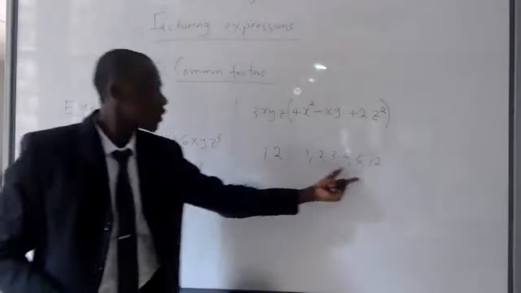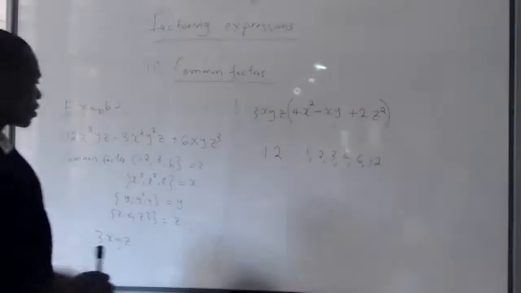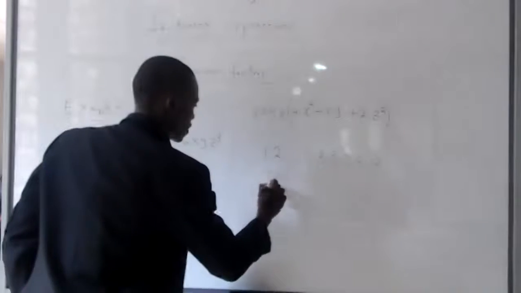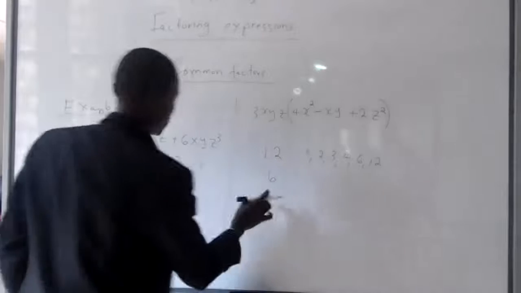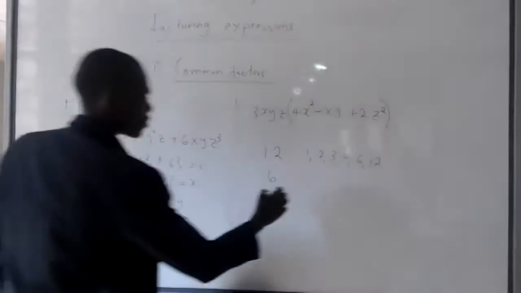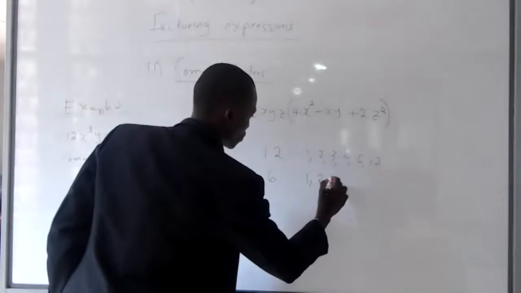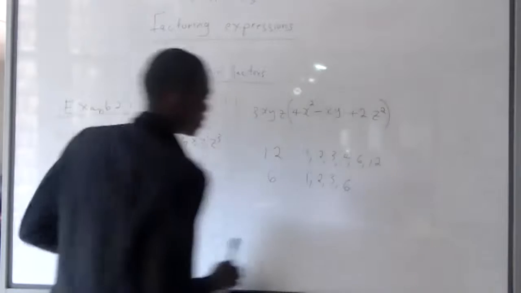Because in this case, I'm only referring to positive integers or natural numbers. Then 6, the numbers which can divide 6 are 1, 2, 3, and 6.